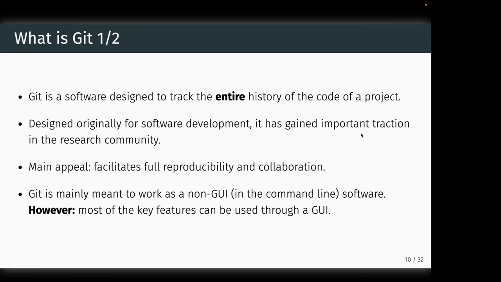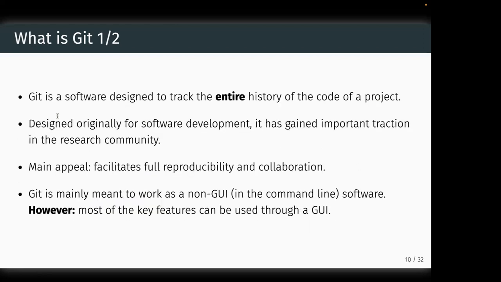And what does Git do? Git is a software designed to track the entire history of the code of a project. As I said, it was originally designed for software development, and it has gained traction in the research community. The main appeal of Git is that it facilitates full reproducibility and collaboration. As I said, it's originally meant to work on the command line, on a non-GUI software, but we can get like 90% of the features of Git without using the command line. And that's what we're going to be doing today.